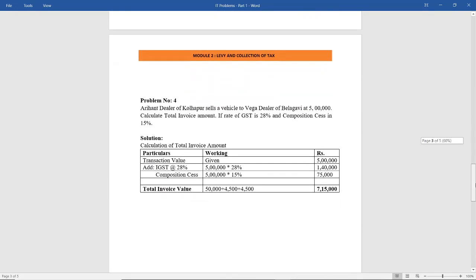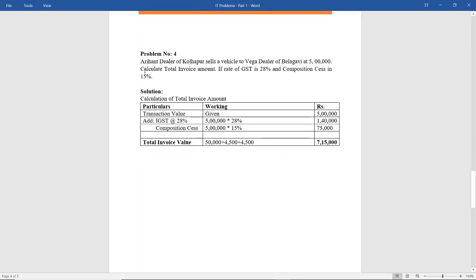Let us move to the next problem. Arihant, dealer of Kolhapur, sells a vehicle to Vega, dealer of Belagavi. Now, Arihant is in Kolhapur, which comes under the state of Maharashtra. Here, the dealer is in Belagavi, so it comes under the state of Karnataka. So, obviously, Arihant is going to charge IGST.